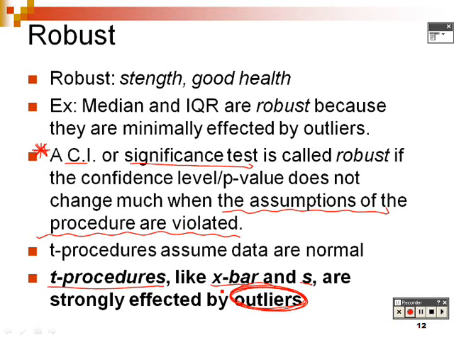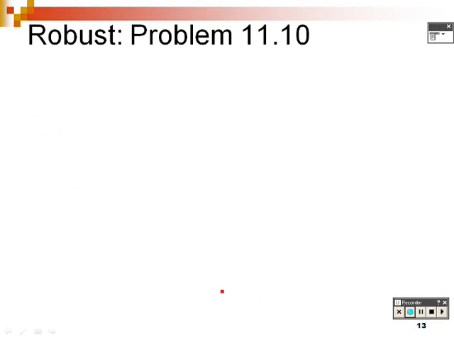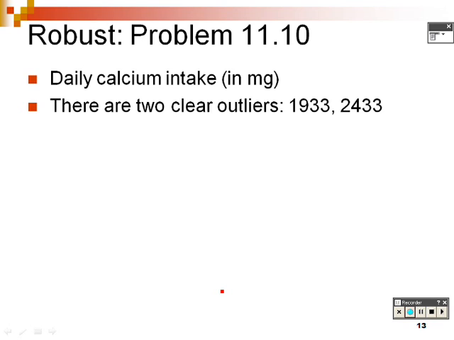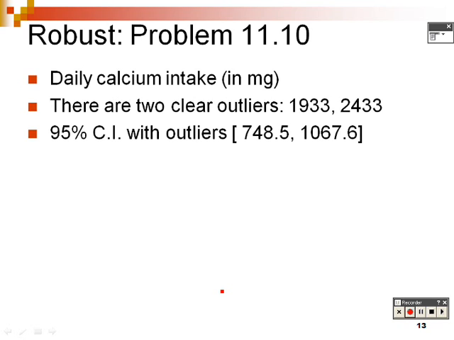And so we must be careful of data sets that have large outliers. Here's a problem that we did in the last assignment, daily calcium intake in milligrams. It was problem number 10. I don't know if you remember it, but there were two very clear outliers. And the problem asked us to calculate a confidence interval for the data's mean, and then to calculate another confidence interval once we had dropped the outliers.